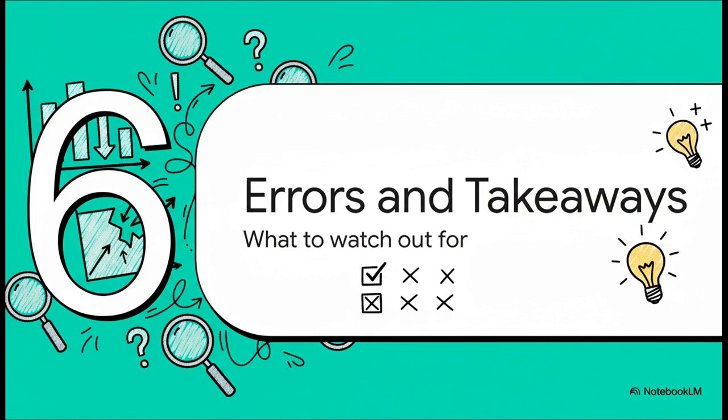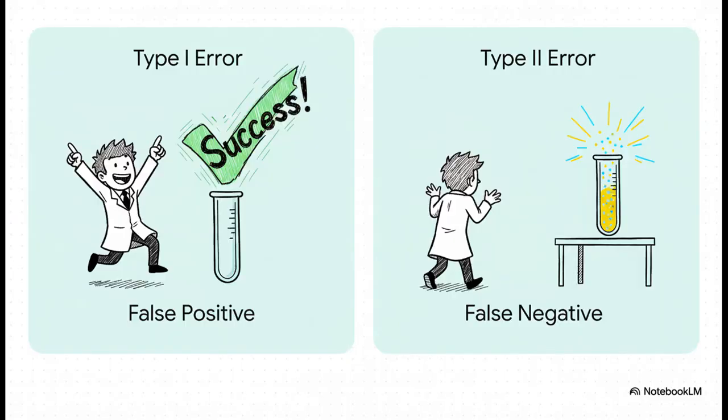All right, we're heading into the home stretch. This brings us to our final section: errors, truths, and takeaways. Because no data detective's journey is complete without knowing what to watch out for. So when you're testing ideas, there are 2 big ways you can mess up. A type 1 error is a false positive.